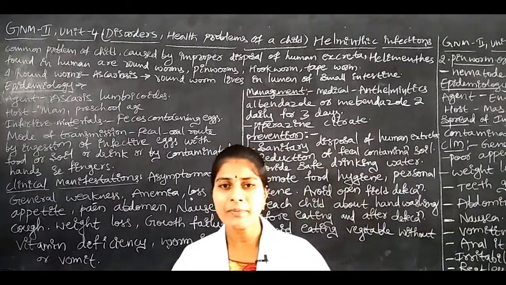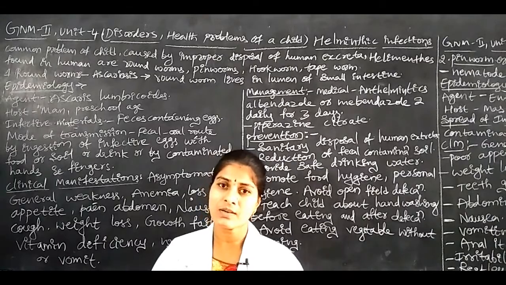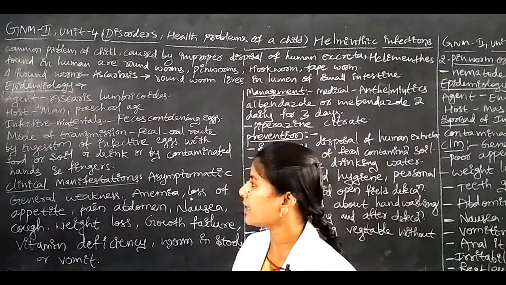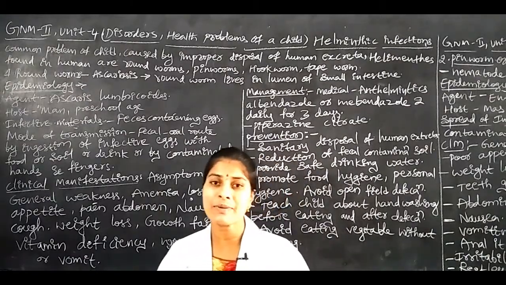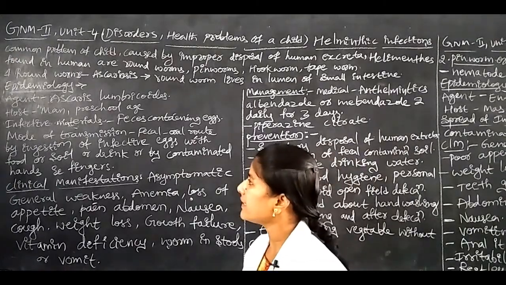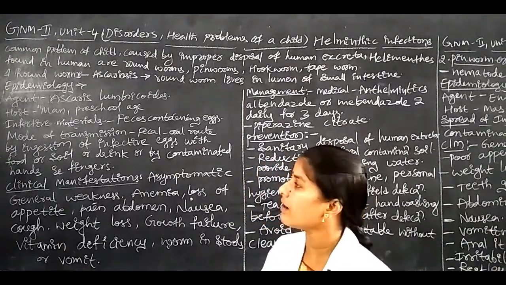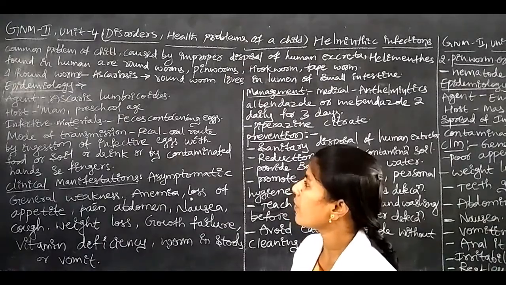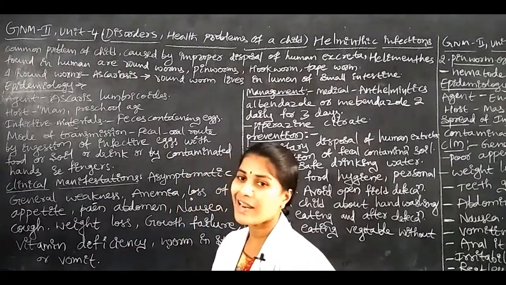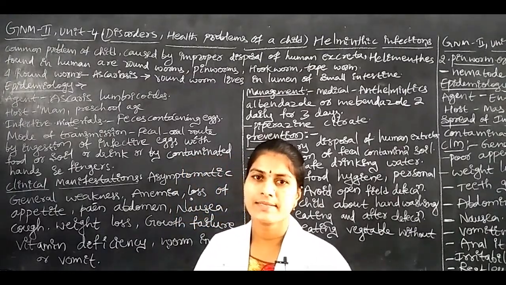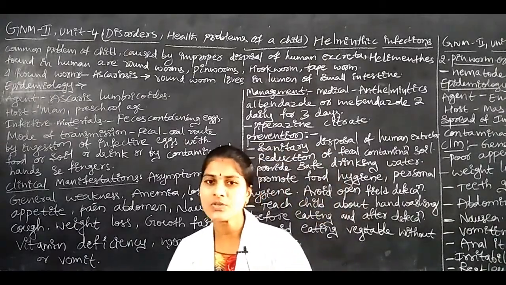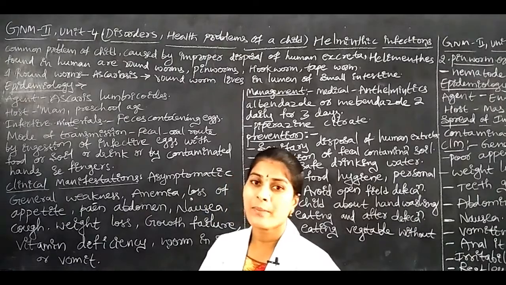In the epidemiology, we identify the causative organism, the source of infection, the infective material, and how the disease is transmitted from one person to another. The agent is Ascaris lumbricoides. It is the main agent causing this type of helminthic infection in children. Next is the host. Man is the main source.